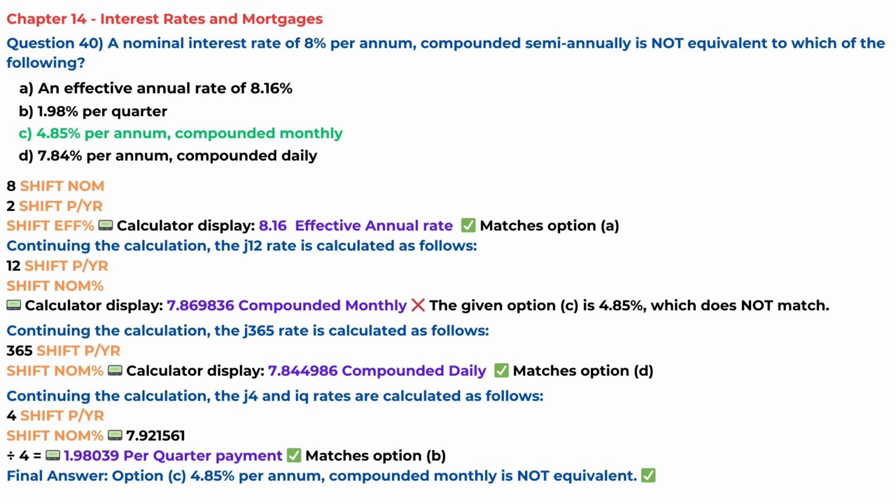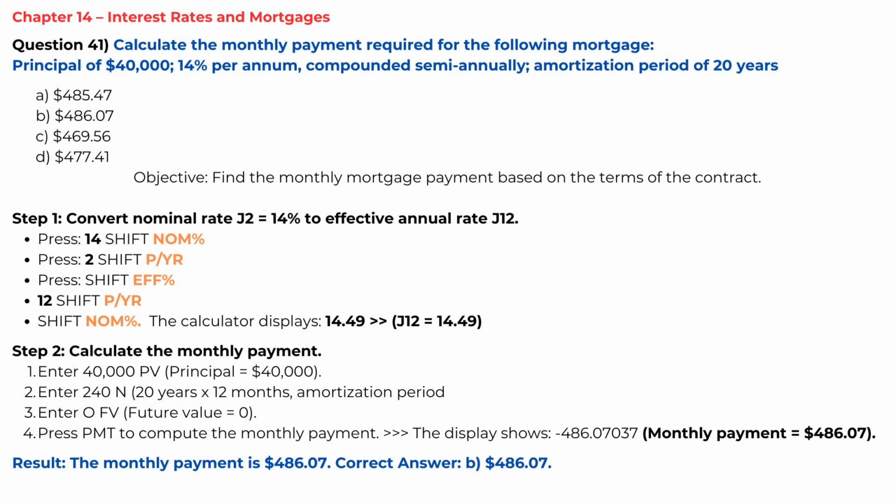Continuing the calculation, the J4 and quarterly rates are calculated as follows. 4, Shift P/YR, Shift NOM. Calculator displays 7.921561, divided by 4 to get the quarterly rate. Calculator displays 1.98039, which matches option B. Final answer, option C, 0.85% per annum, compounded monthly, is not equivalent. Question 41.